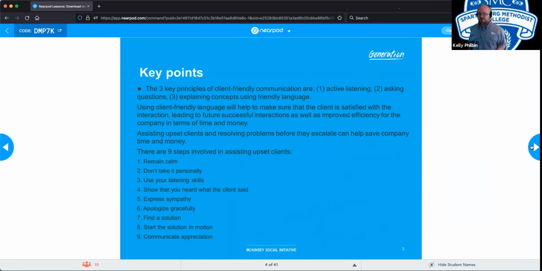The 3 main principles we want to adhere to when communicating with clients in a client-friendly manner are active listening, asking questions, and explaining concepts in friendly language. When you're using client-friendly language, it will help ensure that the client is satisfied with the interaction and will lead to future success if they need help again in the future.